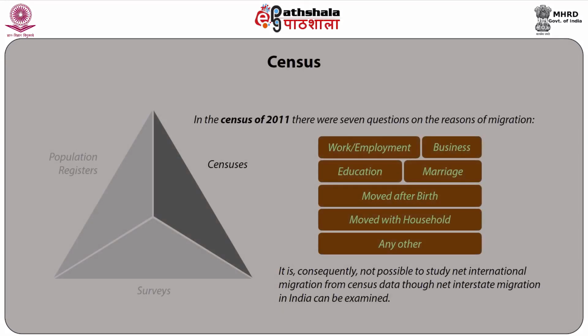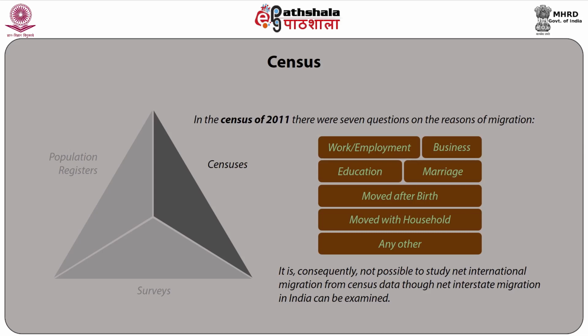In the census of 2011, there were 7 questions on the reasons of migration. First one, work or employment. Second, business. Third, education. Fourth, marriage. Fifth, moved after birth. Sixth, moved with household. And seventh, any other. In censuses, immigrants are also enumerated, but the Indian census, being de facto, does not provide information on the immigration of Indians.